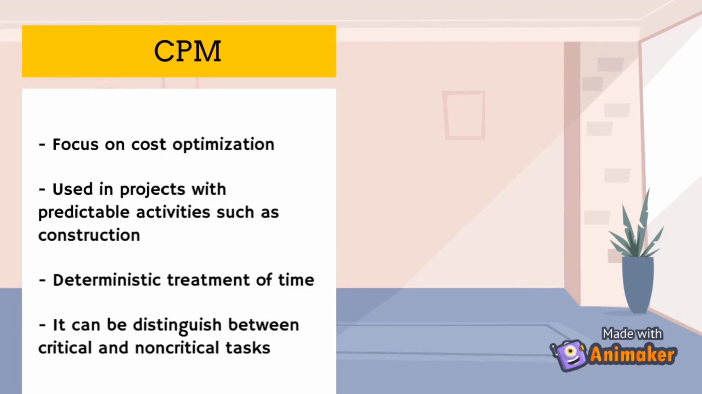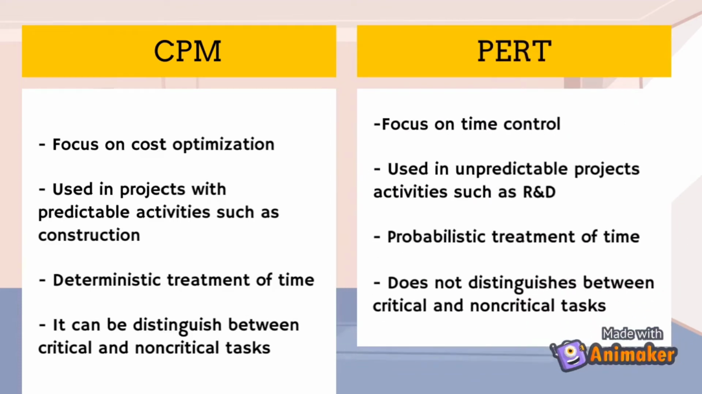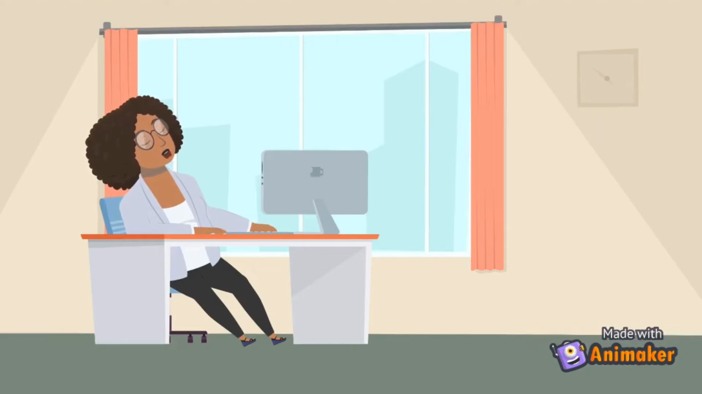Meanwhile, PERT, Program Evaluation and Review Technique, focuses on time control and is used in unpredictable project activities such as R&D. It has probabilistic treatment of time, but it does not distinguish between critical and non-critical tasks. Both can help in planning and controlling large-scale construction projects, research, development, and so on. Don't get sleepy yet, we have 2 minutes more to go.